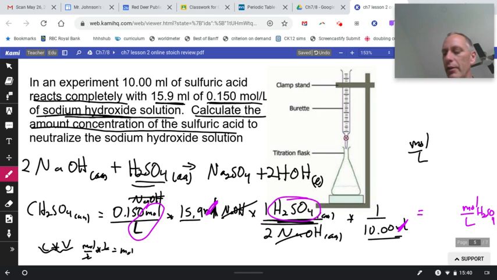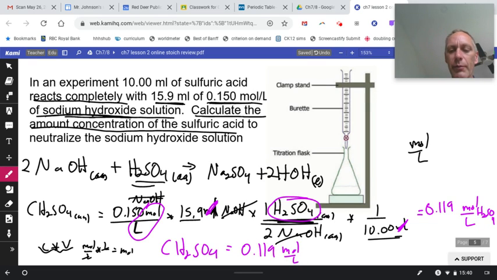Okay, multiply everything on the top, divide by everything on the bottom, and you get 0.1193, 3 sig digs, moles per liter of H2SO4. So that is a standard solution stoich problem. Concentration times volume to get the moles, molar ratio to convert it, and then divide by the volume to get the moles per liter. Boom.